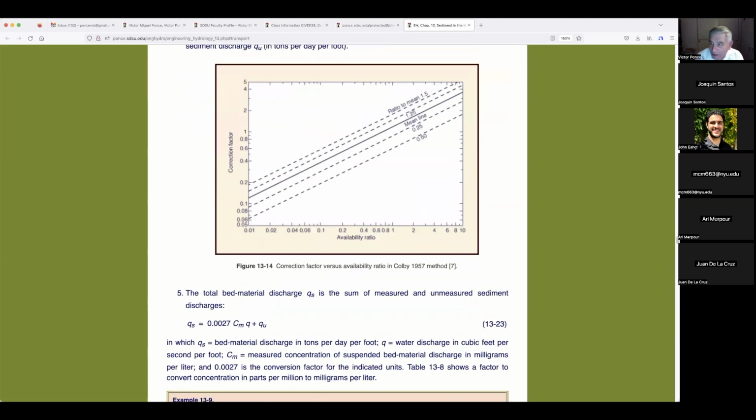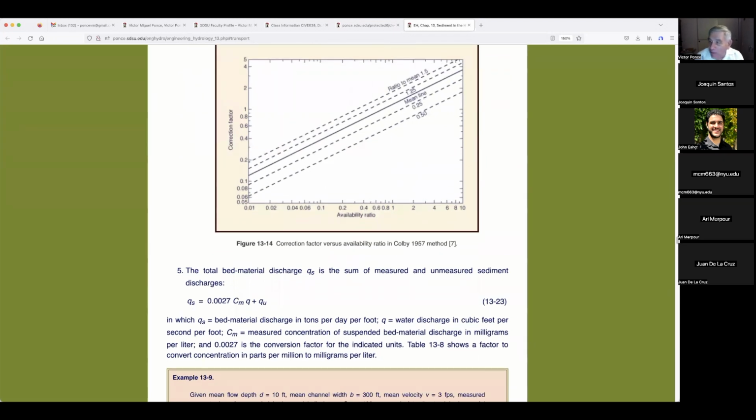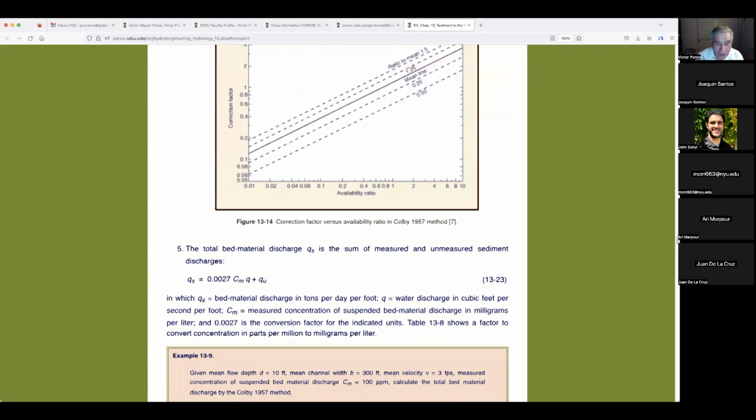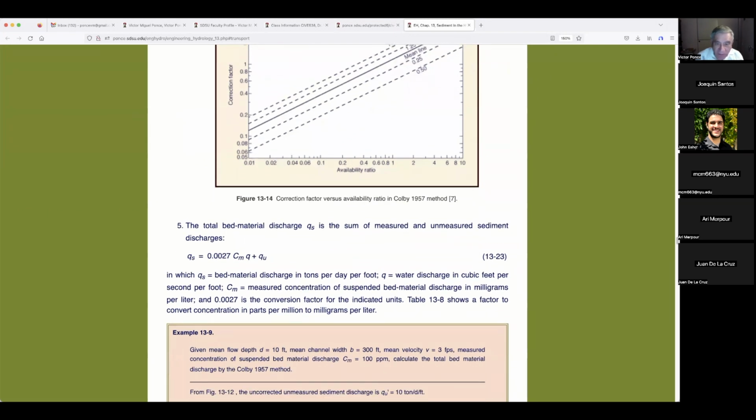If you think this is kind of cumbersome, so be it. That is Colby's method, not mine. And why would it be cumbersome? Because the problem is a complex problem. This is sediment transport, it's complex. So you get the correction factor, and then you apply the formula that relates the unmeasured and the measured corrected.